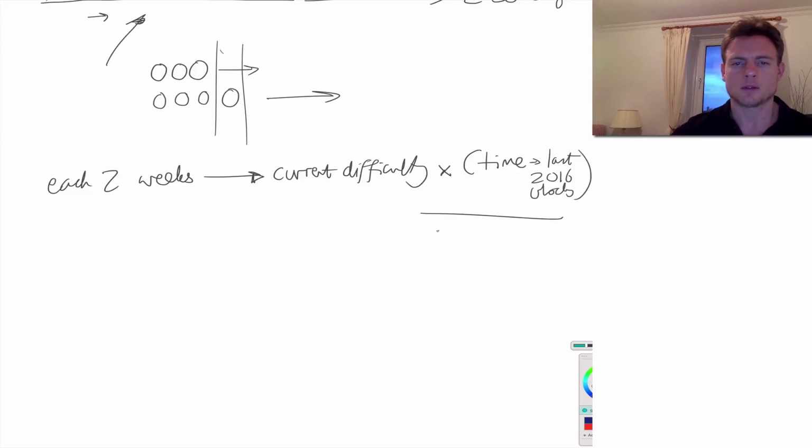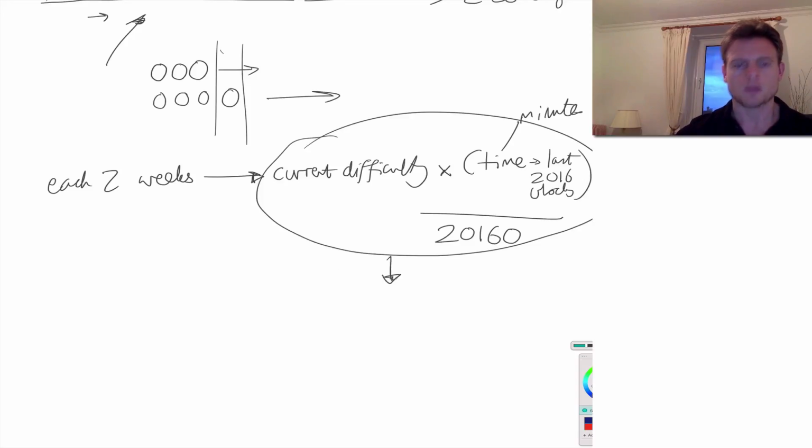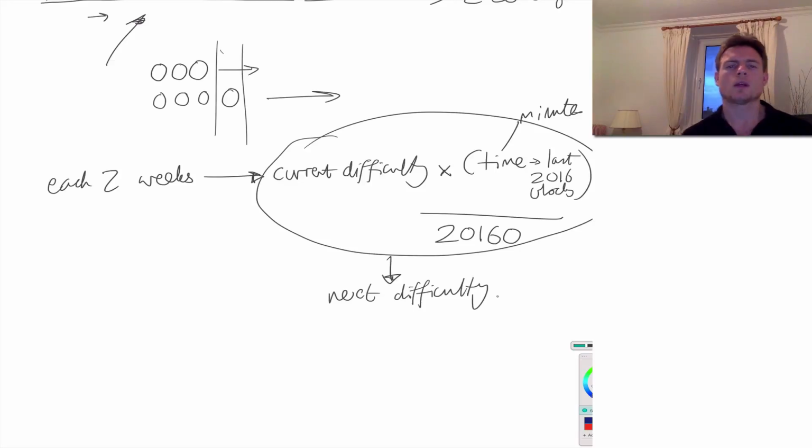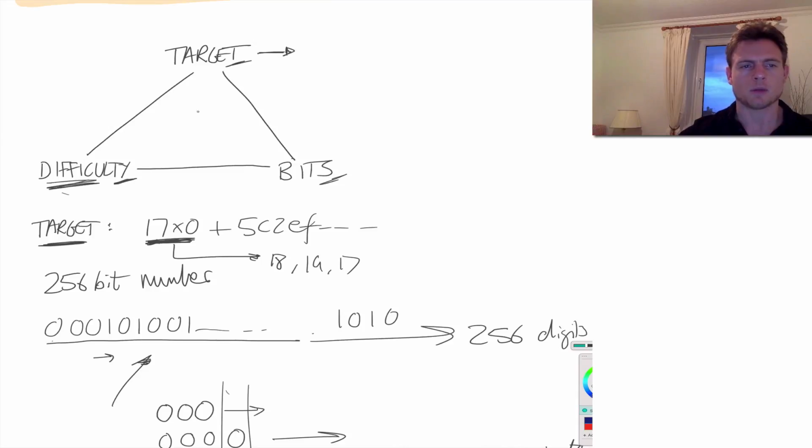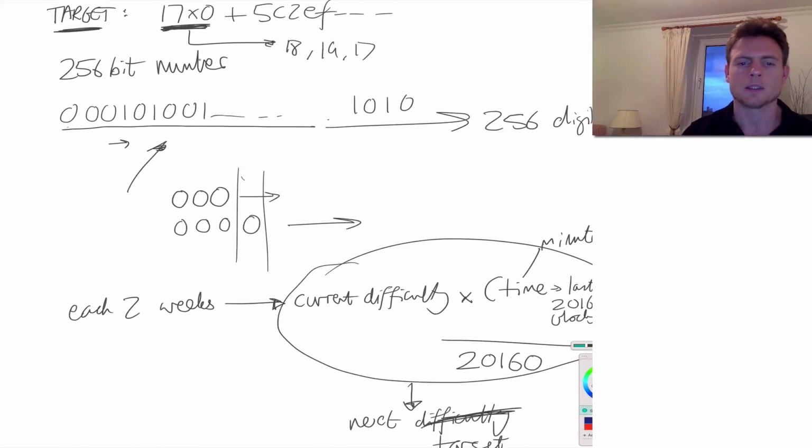divided by 20,160, and this is in minutes. And this big quantity here is used to create the next difficulty, or more specifically, the next target. So actually, I'm going to scratch that out and say next target, because as you saw, difficulty is actually something quite different. But the target is this number that we're trying to get a hash that's less than.